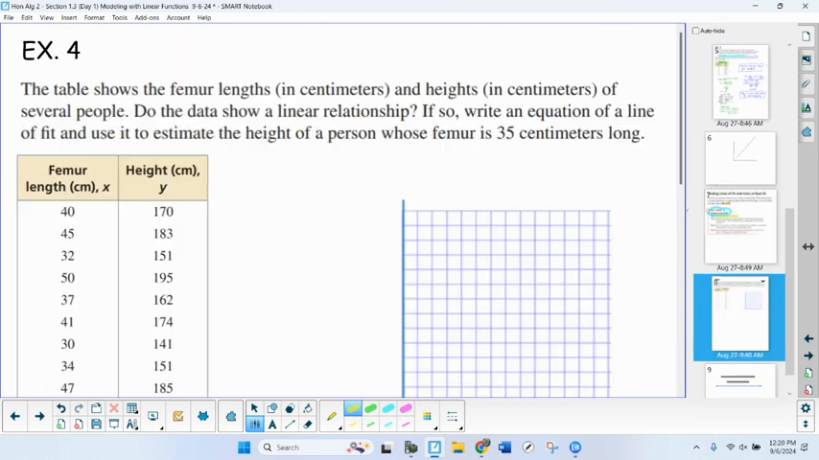So, let's take a look at this. The table shows the length of your femur and your height. Now, obviously, the longer your femur, probably the what? Taller. There's probably a linear relationship in this. Okay? Do the data show a linear relationship? Well, let's put them on a graph and let's figure this out.